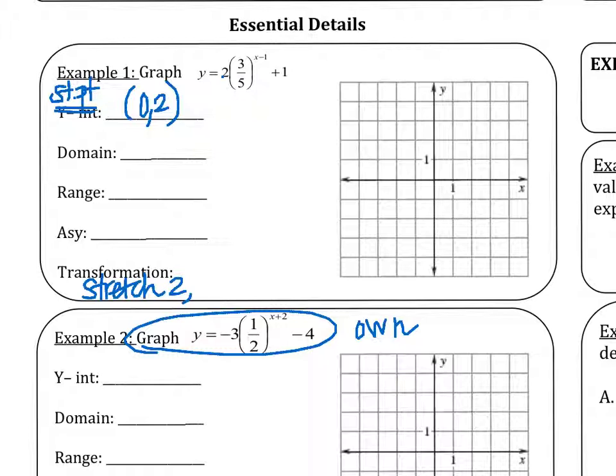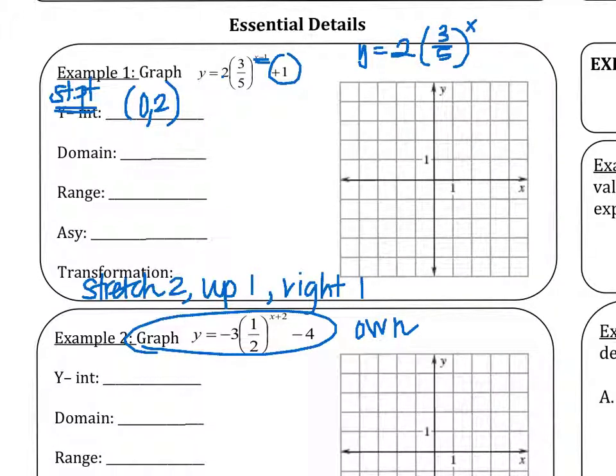Now let's go to my equation. This plus 1 at the end is the k value, so it says go up 1. And this minus 1 in the exponent is the opposite of what we think, so we're really going right 1. Okay, now I'm going to draw 2 different graphs because, again, I think it's a little bit easier. So I'm going to draw the original, and the original graph I'm going to do in blue, and that's 2 times 3/5 to the x.